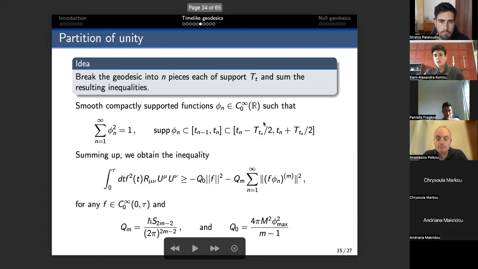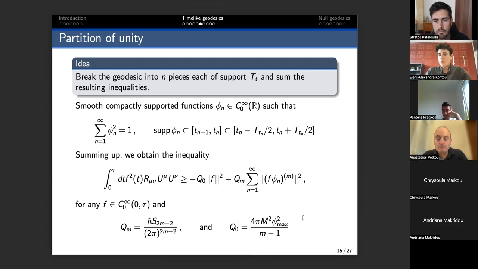What are the Q_m and the Q naught? So the Q_m has a very simple dependence on just the space-time dimensions, while the Q naught depends on the field. So it depends on the mass of the field, and it depends on the phi max, the maximum value of the field. And we still have to deal with this term here, which has the m derivatives of the function.